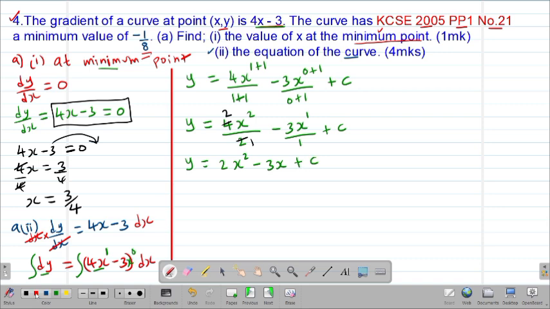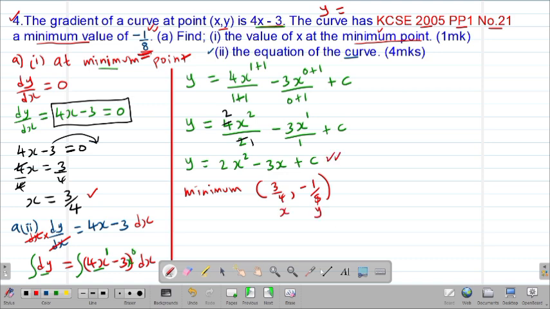So to get my equation, I need to get the value of this particular constant. Now remember that my x coordinate at the minimum point is 3 over 4. So this is 3 over 4, comma. Then I'm told that the curve has minimum value of negative 1 over 8. Of course, the curve must always start with y equals something. Therefore, this is telling us that the y coordinate at the minimum point will be negative 1 over 8. Therefore, my points are 3 over 4, comma, negative 1 over 8. This is the x coordinate and this is the y coordinate.